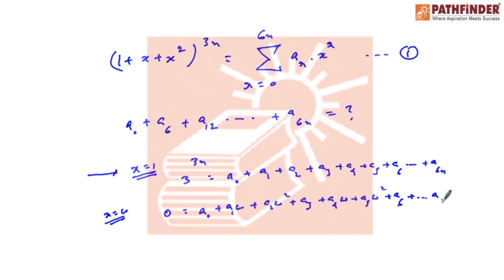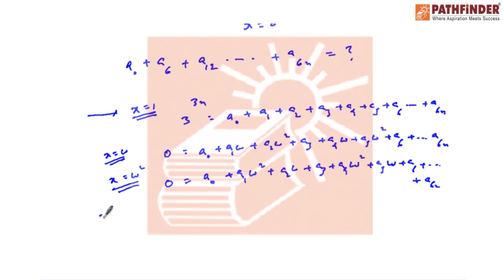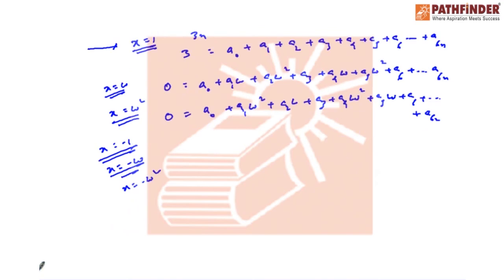We put x equal to omega square, and again we get 1 plus omega square plus omega, because omega power 4 is omega, which gives us a0 plus a1 omega square plus a2 omega plus a3 plus a4 omega square plus a5 omega plus a6 up to a6n, and this continues. Again we take x equal to minus 1, x equal to minus omega, and x equal to minus omega square to obtain 3 more series.